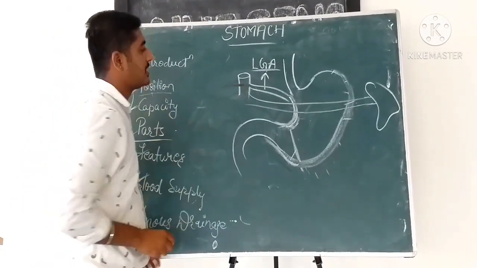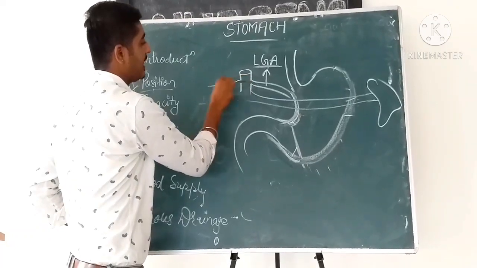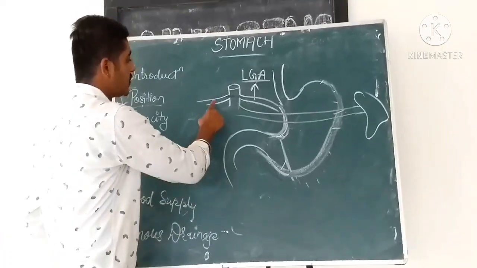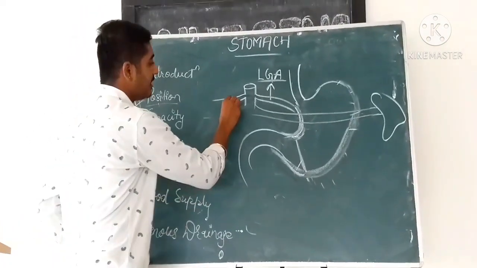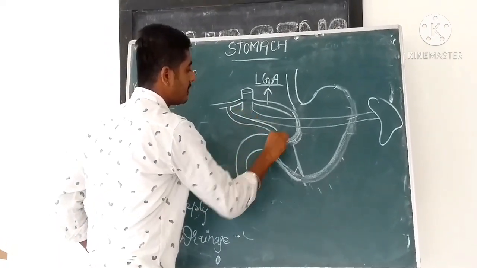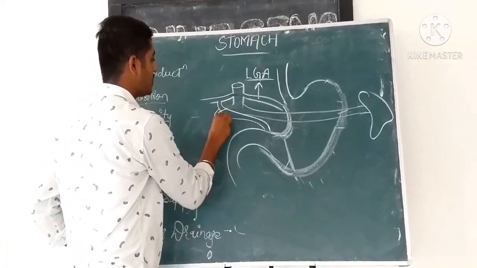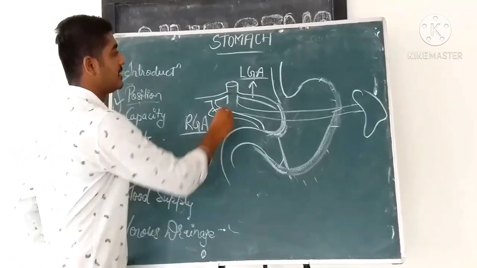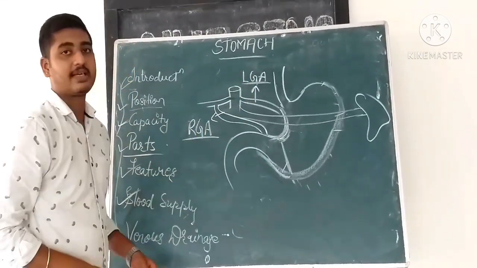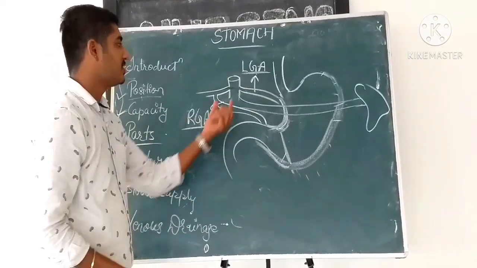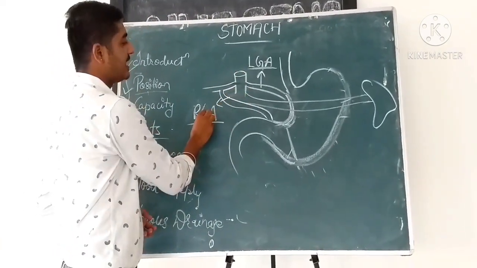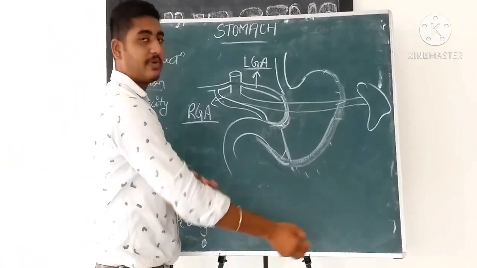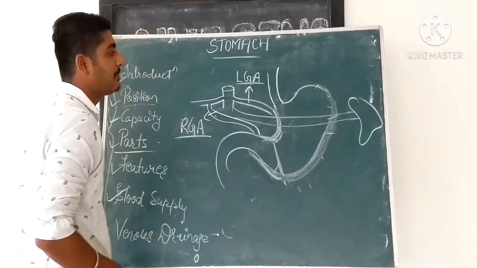Now one more branch from the celiac trunk is going to supply the liver. Okay, so it is called the hepatic artery. So now a branch of this hepatic artery is going to supply the lesser omentum, and this is called the right gastric artery. Okay, so these are the two arteries, the left gastric artery and the right gastric artery. Both are the branches of mainly the celiac trunk, but the right gastric is a branch of the hepatic artery, which is a branch of the celiac trunk. Okay. Next we will see regarding the right and the left gastroepiploic artery.